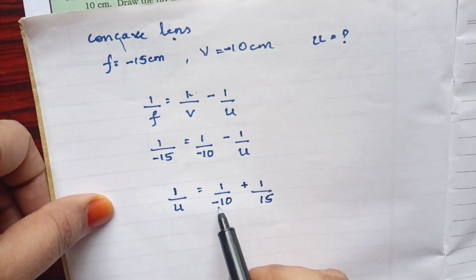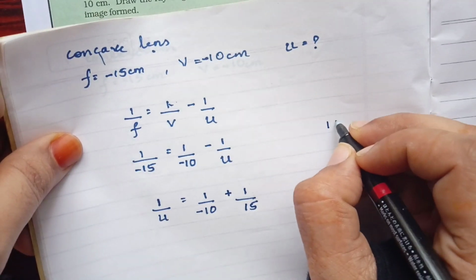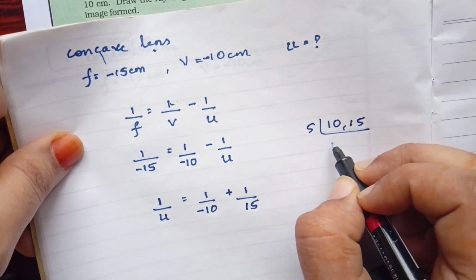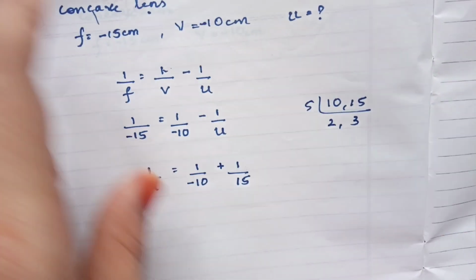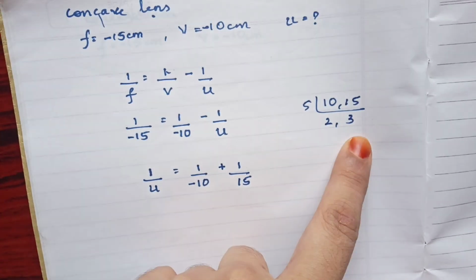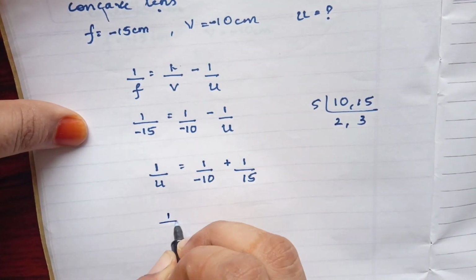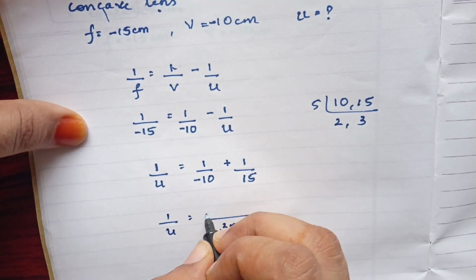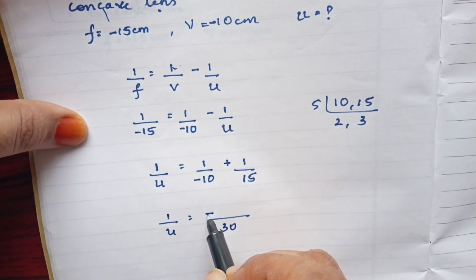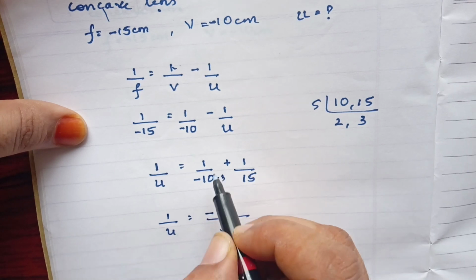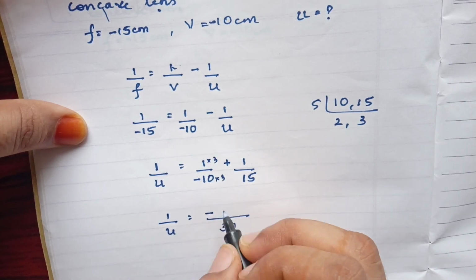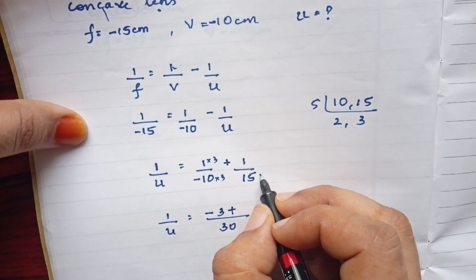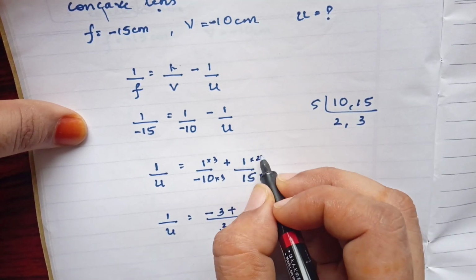Now, see, my denominators are different, so I'm going to take an LCM of it. 10, 15: 5 2s are 10, 5 3s are 15, prime numbers. 5 2s are 10, 10 3s are 30. So 1 upon u is equal to, my LCM is 30. This minus will come over here, minus plus minus here. 10, 3s are 30, so this is also multiplying with 3, 3 plus 15, 2s are 30, so multiplying with 2, 2.